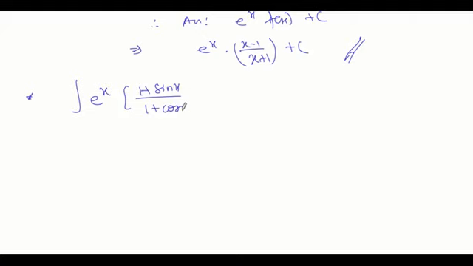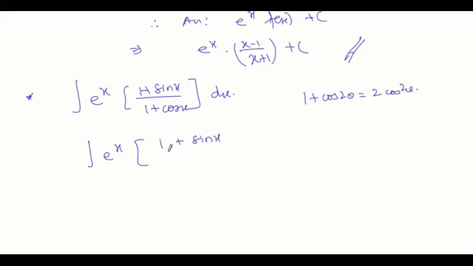cos x), (1 plus sin x) by (1 plus cos x) dx. How to work on this? We'll have a little confusion. See children, it's very simple. The 1 plus cos 2 theta formula, we know that. It is 2 cos square theta. If it is only 1 plus cos theta, it is 2 cos square theta by 2. Therefore, e power x into (1 plus sin x) by 2 cos square x by 2.